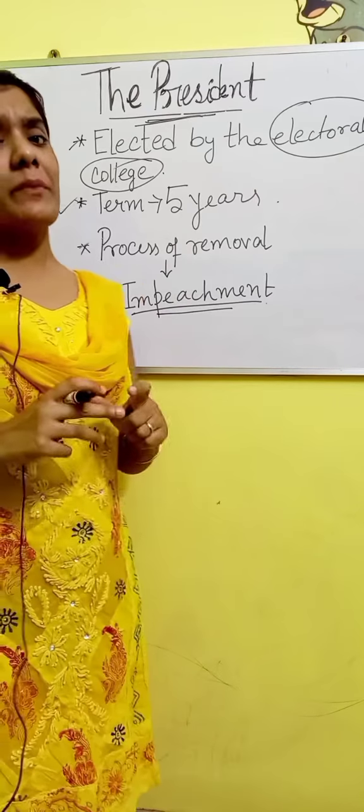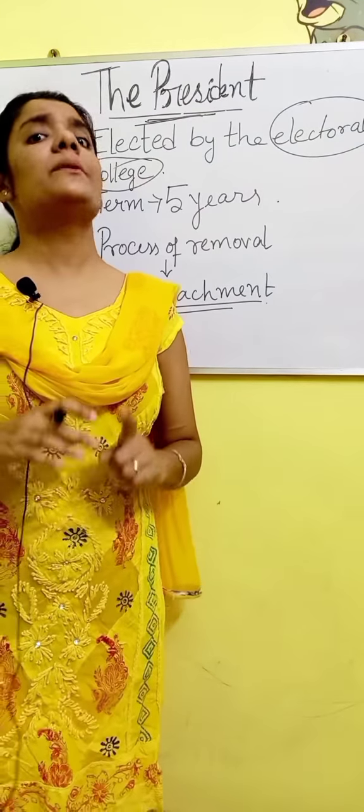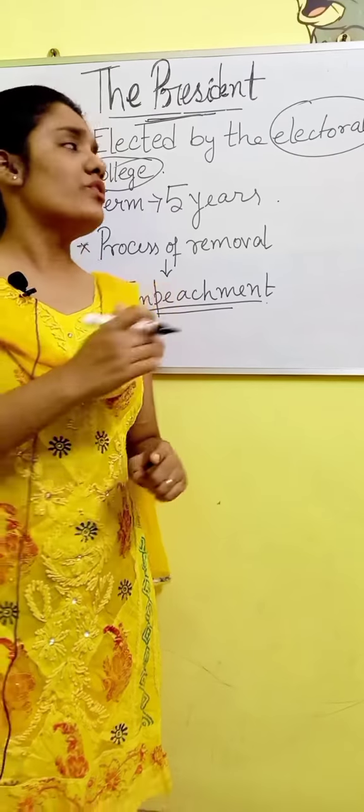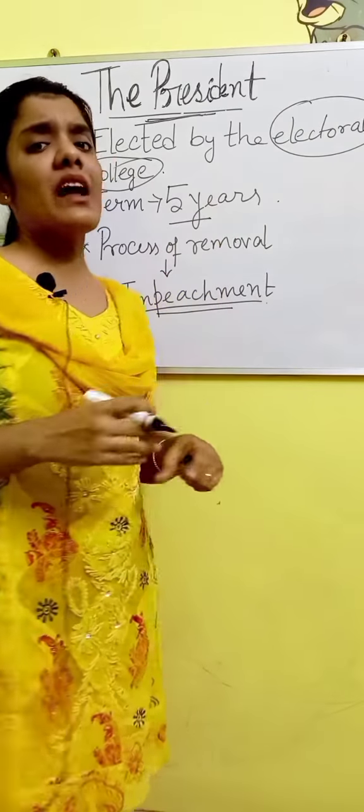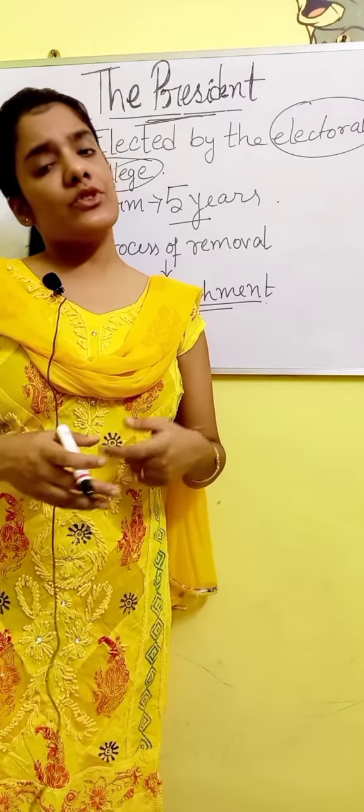The President remains in his office for 5 years. After getting elected, the President remains in his office for 5 years. However, after 5 years, the President may get re-elected. Okay. So again, he may become the President of India.